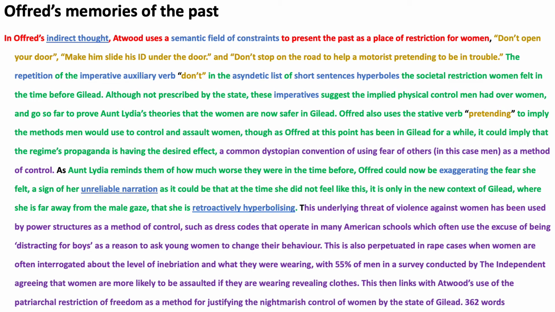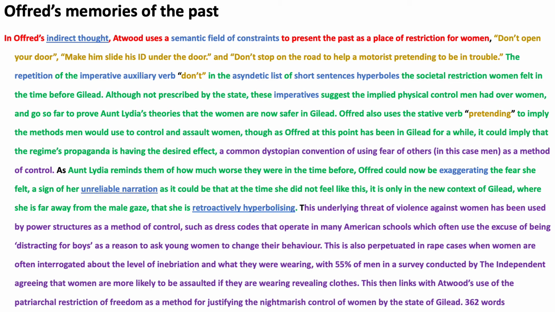So anything that's underlined in blue is reference to voice. This red bit is your point. Blue is terms. Orange is quotes. Green is analysis. Purple is context. So just in case you're wondering what the colours are.